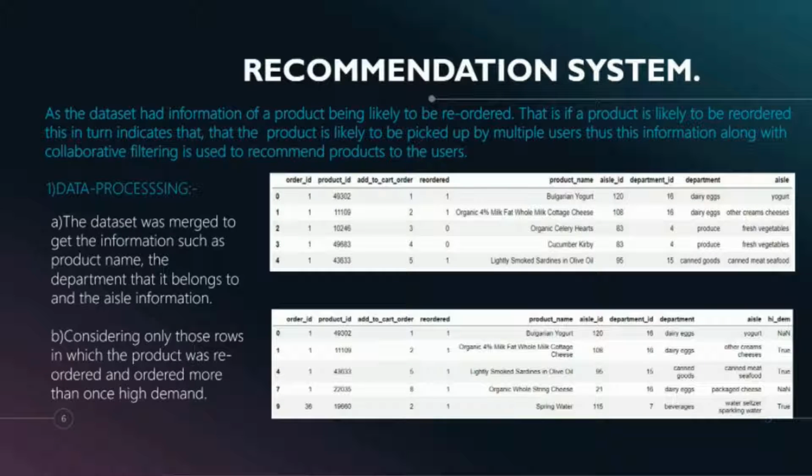Now coming to data processing. The dataset was merged to get the information about the product name, as shown in the snippet in the top right corner. Once the datasets were merged, only those rows were considered in which the products are reordered more than once. These are called high demand products. The snippet in the bottom right corner indicates whether the product is in high demand or not.